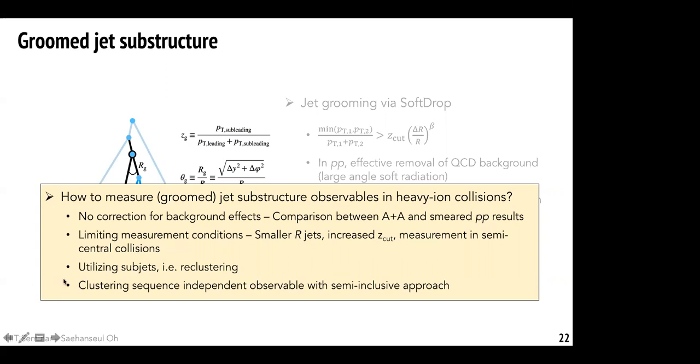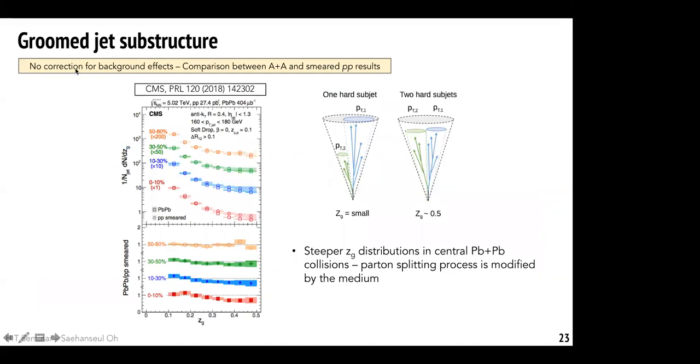And the third method is utilizing subjets, which is reclustering. So I'll discuss this in later slides. And the fourth one is using clustering sequence independent observables with a semi-inclusive approach. So I'll just go one by one. So first is no correction for background effects. We don't correct at the heavy ion level, but we just compare the heavy ion result with the smeared PP result.